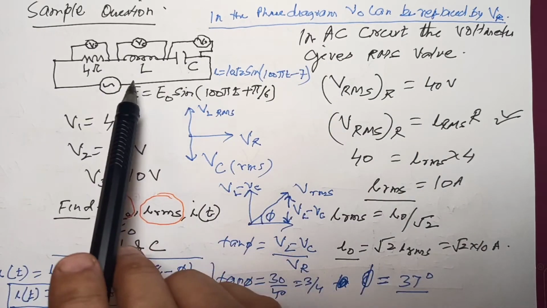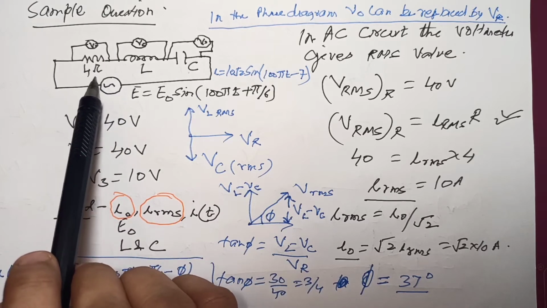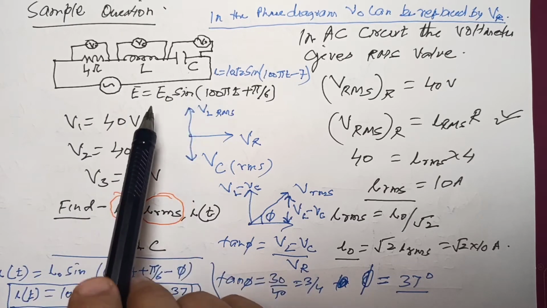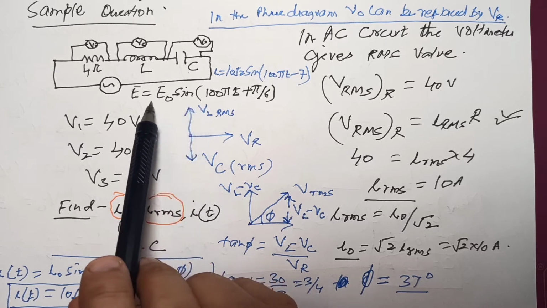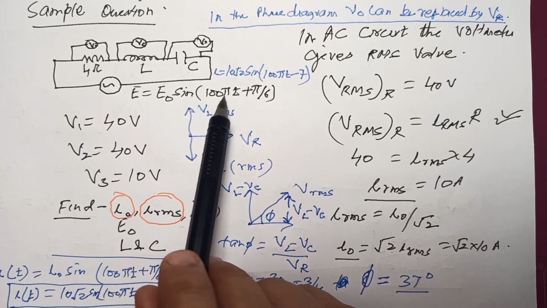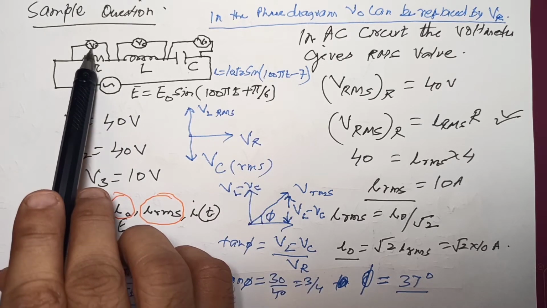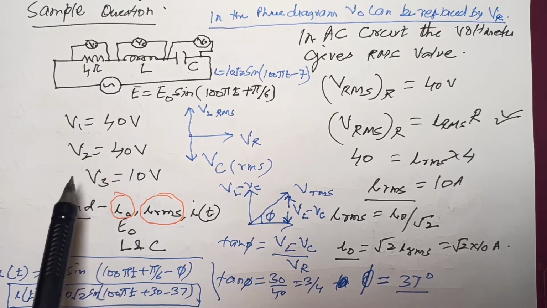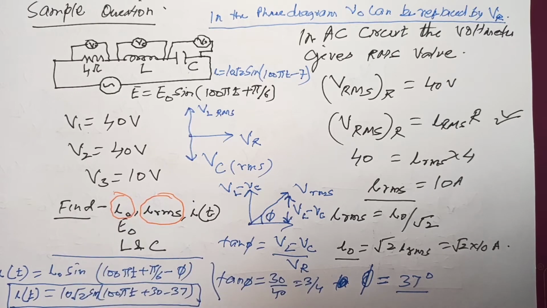So this question is what you see in the black, don't refer to the one which is written in blue. Now the question here is we have an LCR circuit with a resistor of 4 ohms, L and C, and then we have an AC supply of e equal to E naught sine 100 pi t plus pi by 6. We are given that V1, the voltage in this voltmeter, is 40 volts, the voltage in this is 40 volts again, and the voltage in this is 10 volts. We have to find I0, IRMS, IT, E0, L and C.